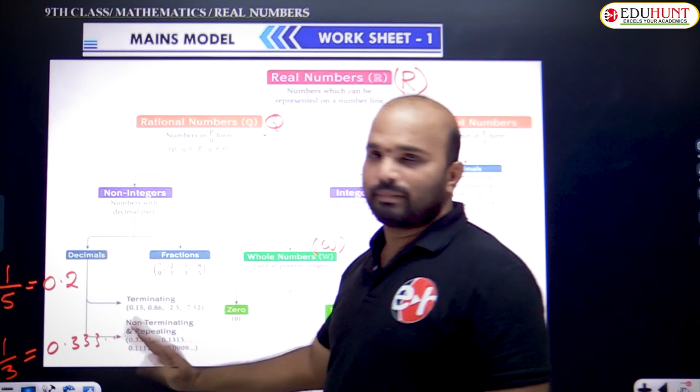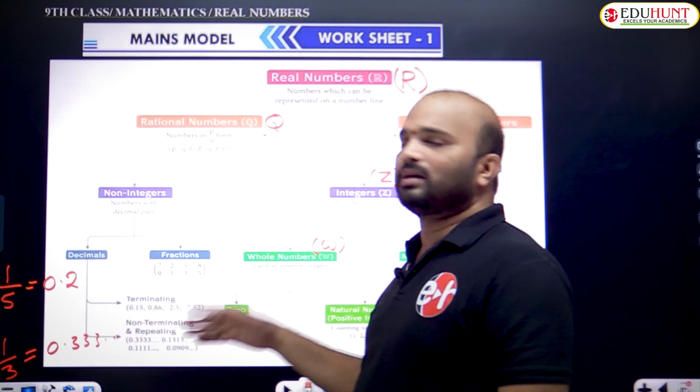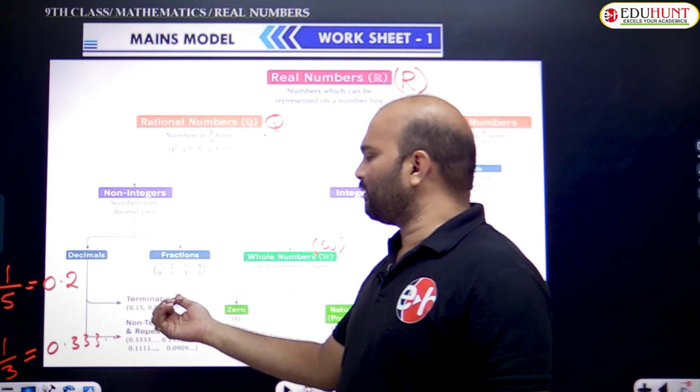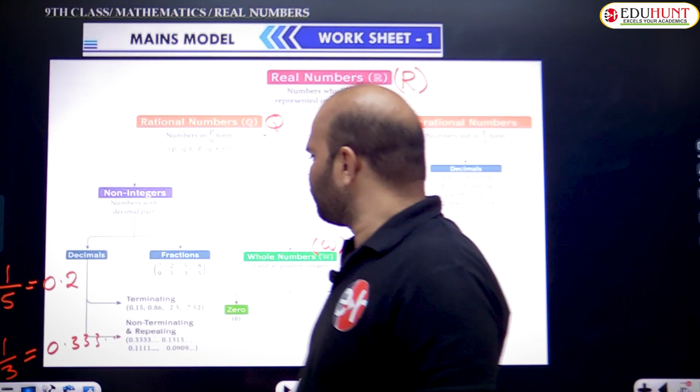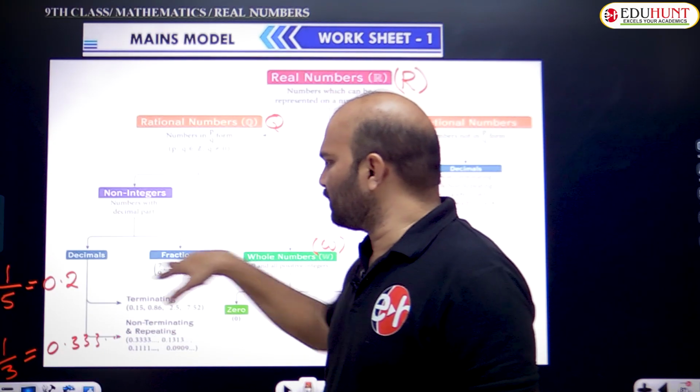So it can be obtained from the decimals. Fractions are also one type of decimals. So 2 by 5 is nothing but 0.4, but it is terminating. So fractions and decimals.